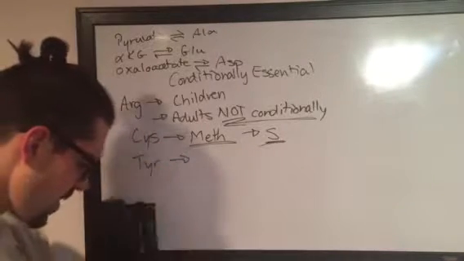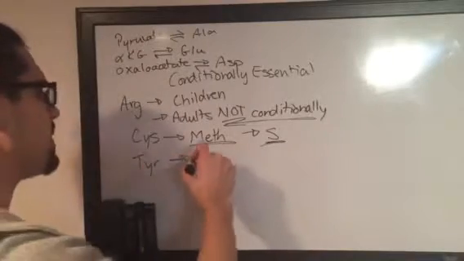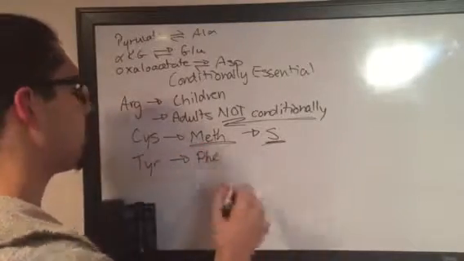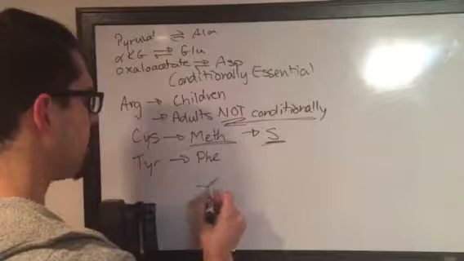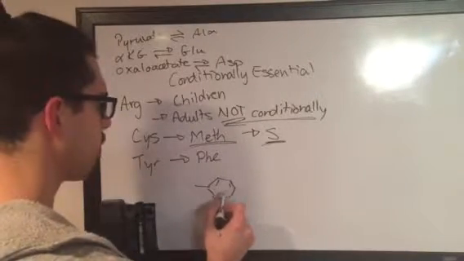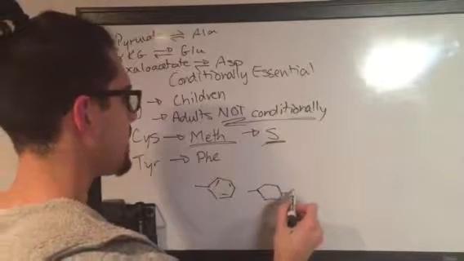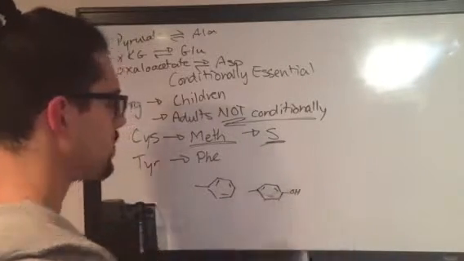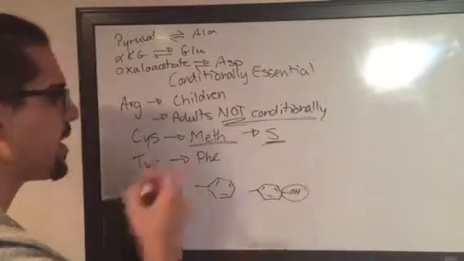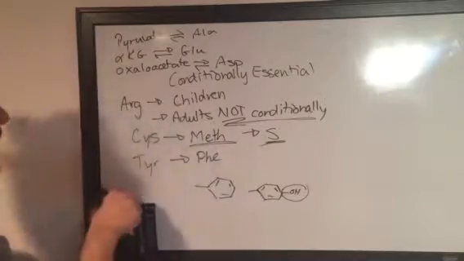Tyrosine is going to be reliant on phenylalanine. If you look at the structures, phenylalanine is going to have this weird R group there. Tyrosine is just going to be that weird R group plus a hydroxyl group. That's the only difference between phenylalanine and tyrosine. That is going to make tyrosine from phenylalanine.